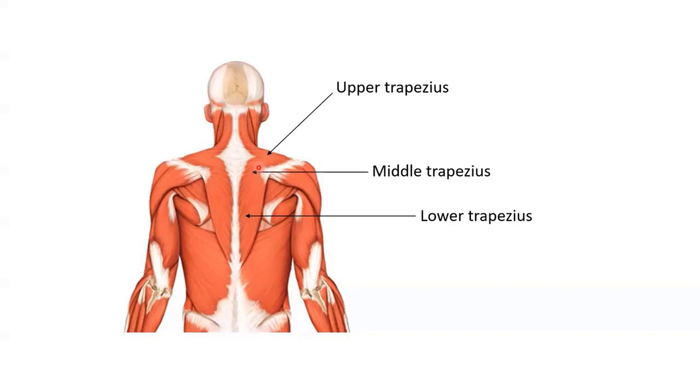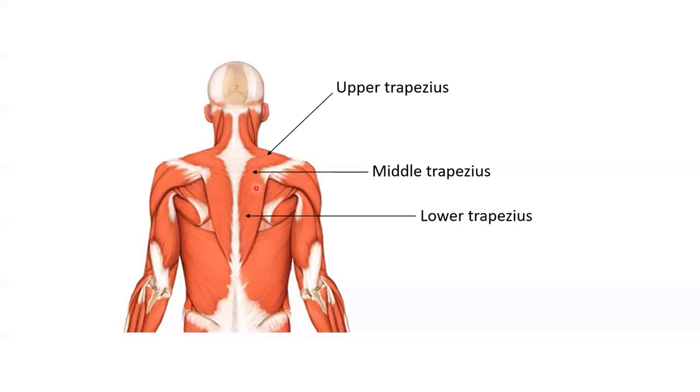The middle trapezius originates on the spinous processes of the vertebrae in this area, and it inserts onto the acromion and the spine of the scapula. And so when this part of the muscle contracts, this part comes close to the spine, your shoulder blades are coming closer together and it's causing retraction.